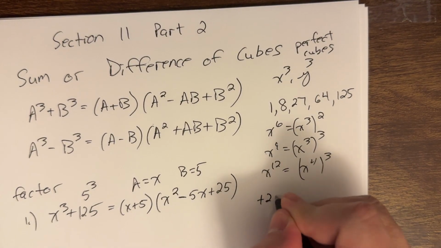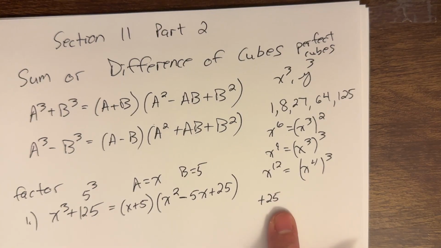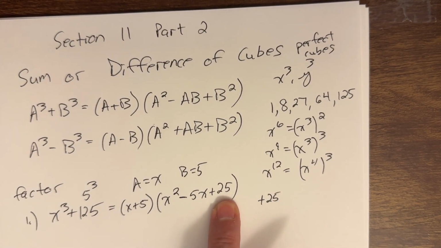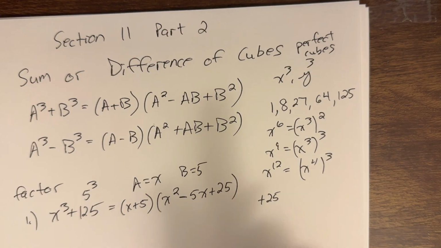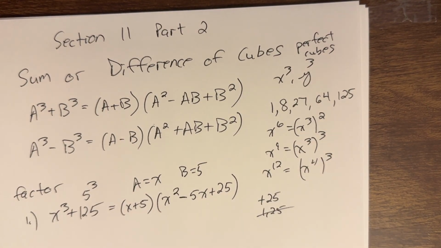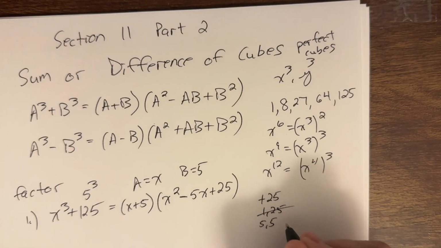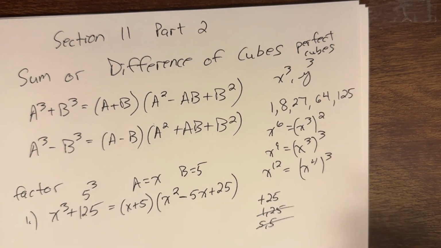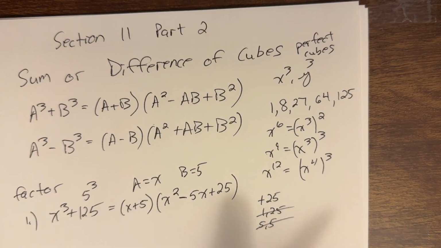The grouping number, 1 times 25 is 25. What are the factors of 25 that add to 5? Well, 1 and 25 adds to 26. That's not it. 5 and 5 add to 10. That's not it. And there's no other factors of 25.